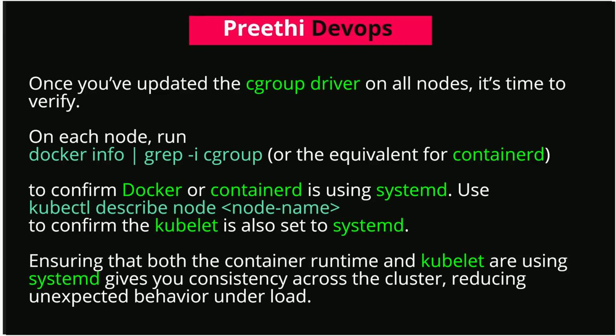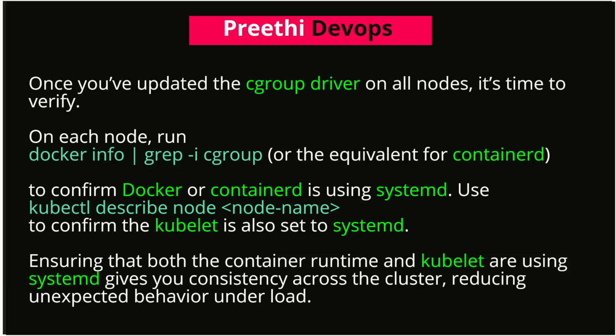Once you've updated the Cgroup driver on all nodes, it's time to verify. On each node, run the command docker info | grep -i cgroup, or the equivalent for containerd, to confirm Docker or containerd is using systemd. Use kubectl describe node <node-name> to confirm the kubelet is also set to systemd.